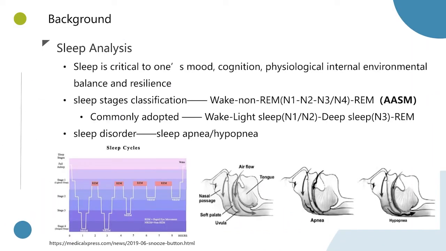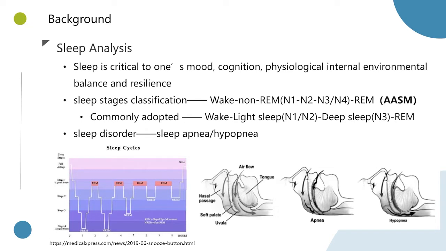So part one is background. Sleep is critical to one's mood, cognition, physiological, internal, environmental balance and resilience. To appropriately present one's sleep condition, sleep is commonly classified into multi-stages. According to the AASM, sleep is divided into five stages: wake, REM, and non-REM. Among the numerous criteria for sleep state classification, the four-class sleep state criterion is more commonly adopted.